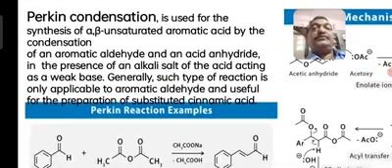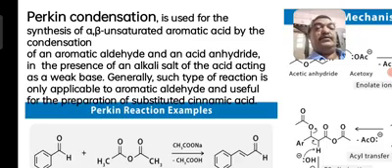This Perkin reaction is used for the synthesis of alpha beta unsaturated aromatic acids by condensation of an aromatic aldehyde and an acid anhydride in the presence of an alkali salt of the acid acting as a weak base, resulting in alpha beta unsaturated aromatic acids. So generally such a reaction is only applicable to aromatic aldehydes and is useful for the preparation of substituted cinnamic acids.